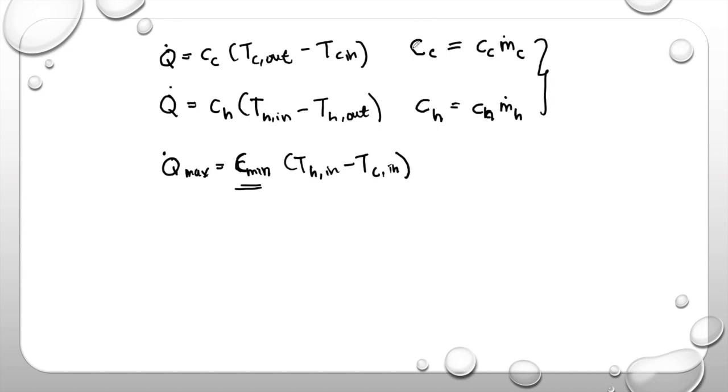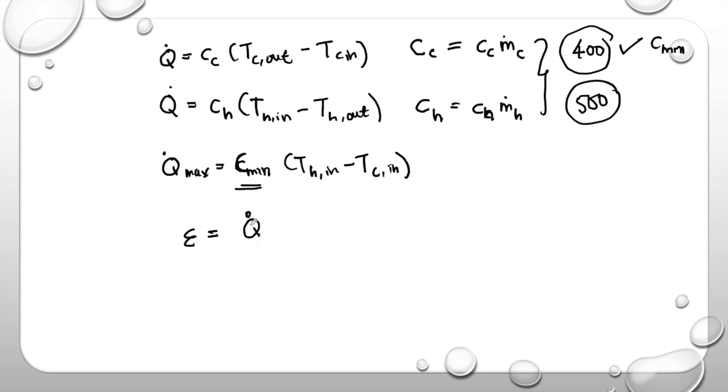For example, if you calculate CC as about 400 and CH as 500, from these two values you will select 400 as your minimum C, where the other is the maximum C. In order to substitute into this Q dot maximum, you have to use C minimum. So you will substitute 400 into this equation, and then calculate the Q maximum. We have another equation where we will use effectiveness, because this method is the effectiveness-NTU method. So effectiveness is Q dot over Q dot maximum.